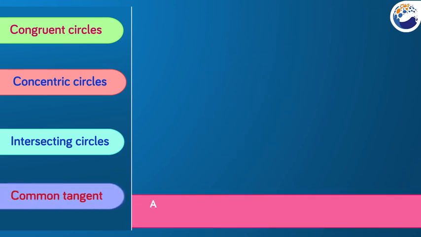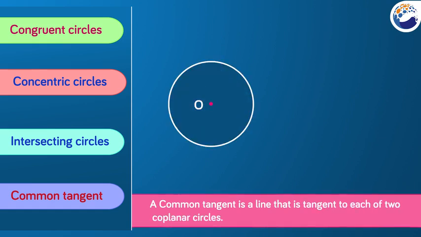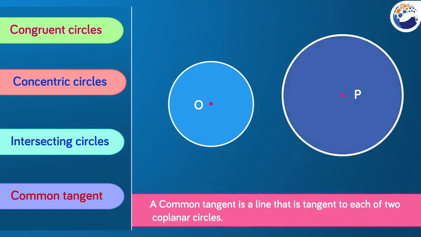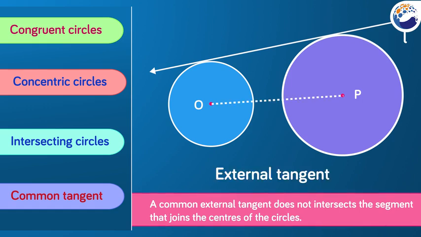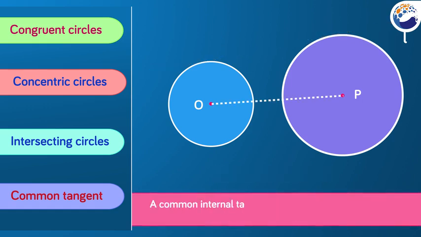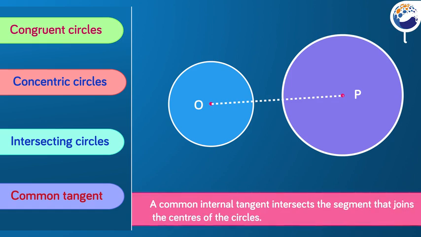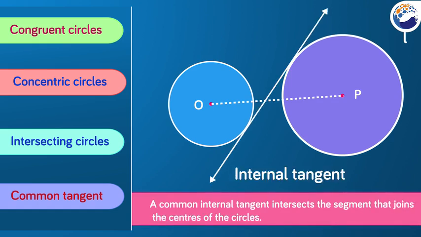Common tangent. A common tangent is a line that is tangent to each of 2 coplanar circles. A common external tangent does not intersect the segment that joins the centers of the circles. A common internal tangent intersects the segment that joins the centers of the circles.